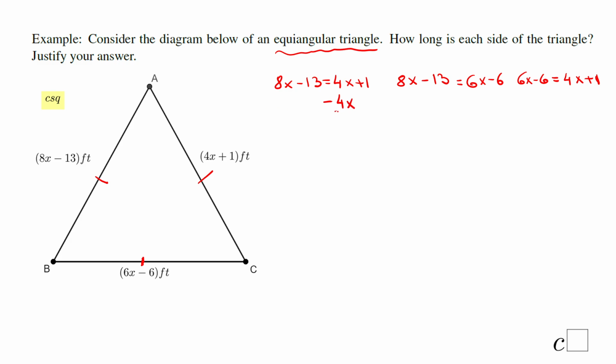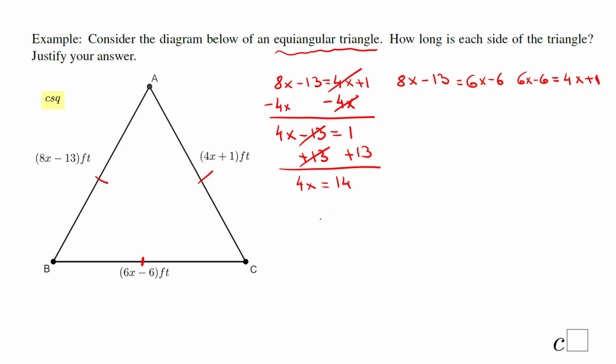I'm going to subtract 4x here to get rid of this 4x. And I'm going to have 4x minus 13 equals 1. I'm going to add 13, and I get 4x equals 14, and divide by 4. X equals 14 over 4, or you can simplify. That will be 7 over 2 or 3.5. It's up to you how you like it. Probably the last two are the best.